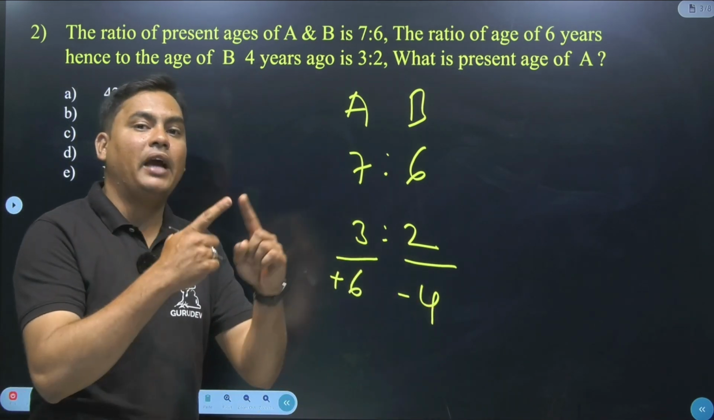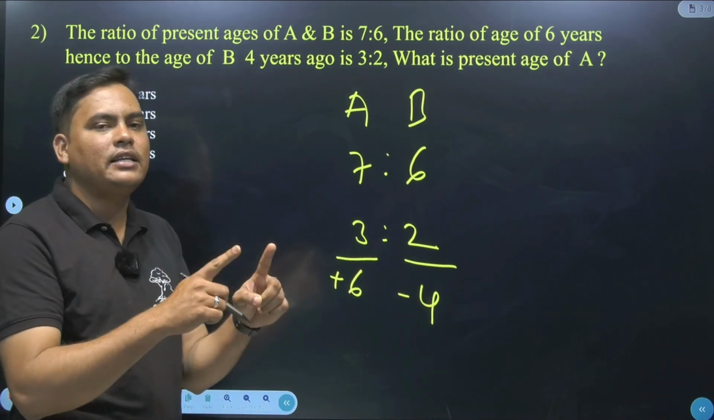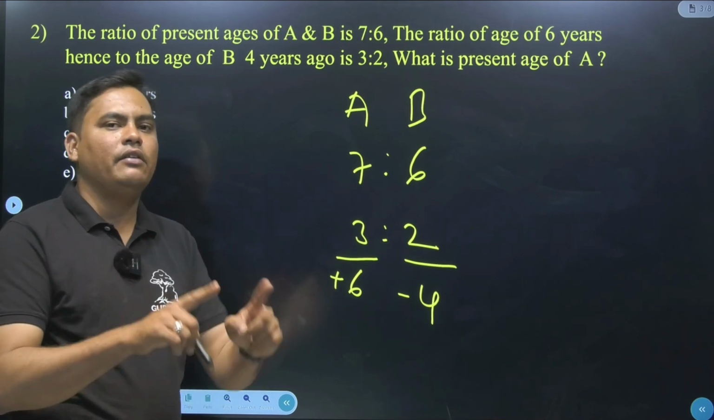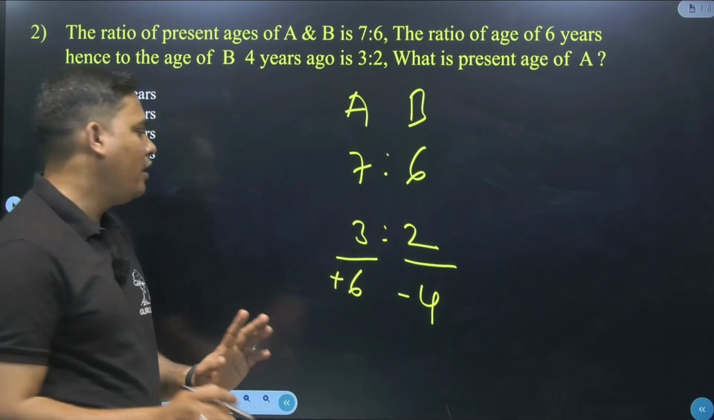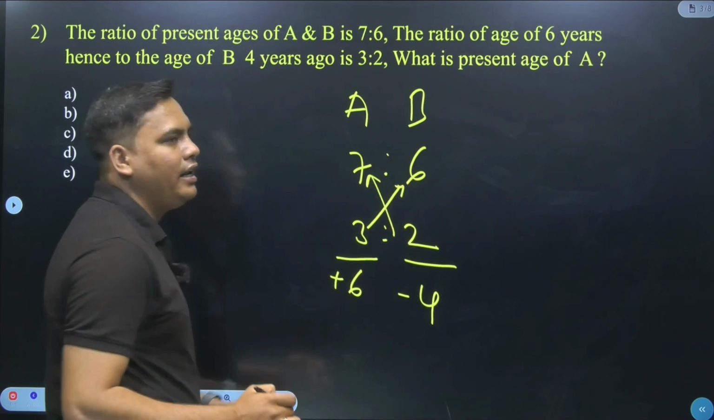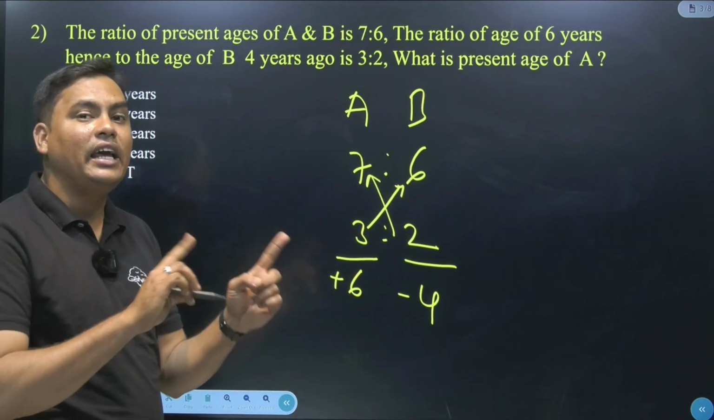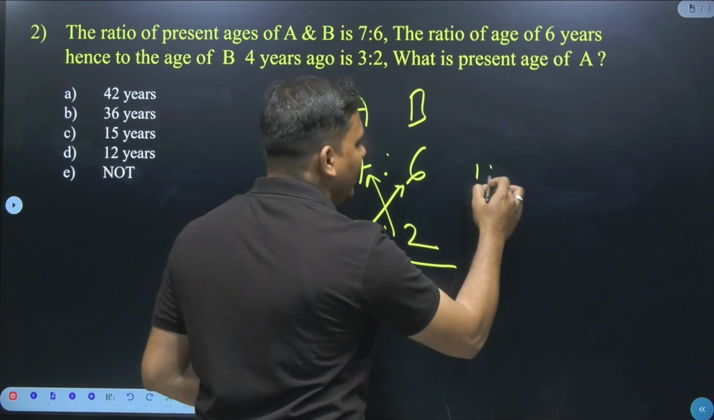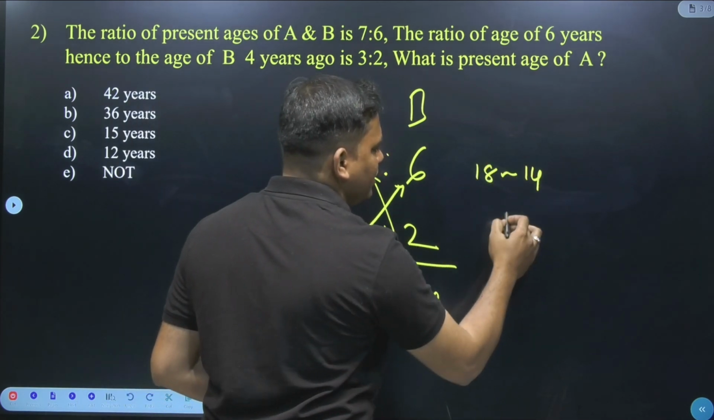I will be adding the things now. When the signs are same, I will be subtracting. When the signs are different, I will be adding. Now, cross multiply. 7 2s are 14, 6 3s are 18. What is the difference between 18 and 14? That is 4. 18 and 14, the difference is 4 here.